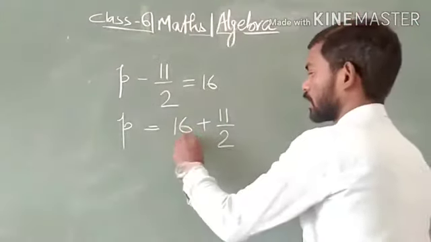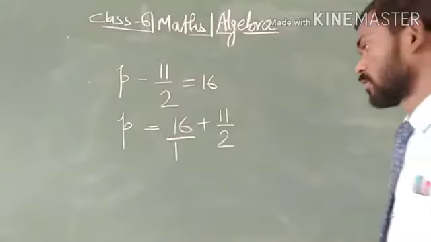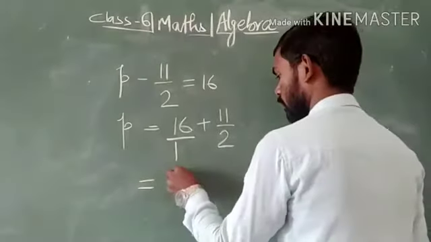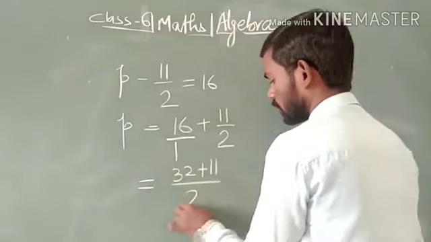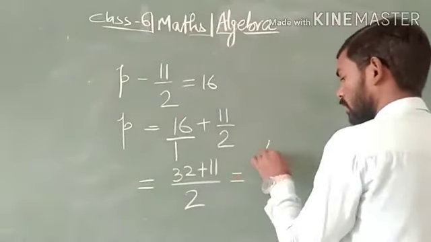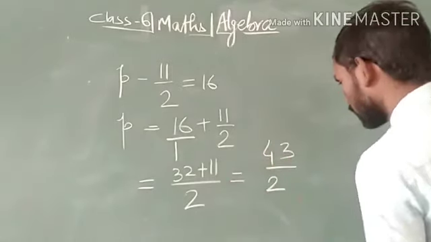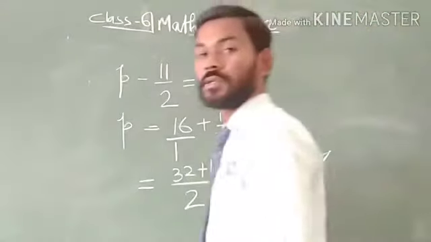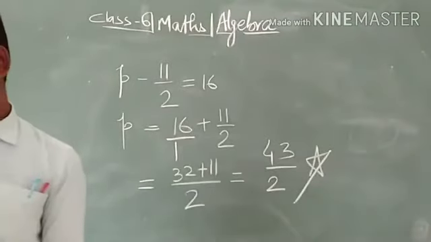Now you can write it like this and add the fractions. So here we get 32 plus 11 upon 2, and when we solve we get 43 upon 2. This is the required value of p.